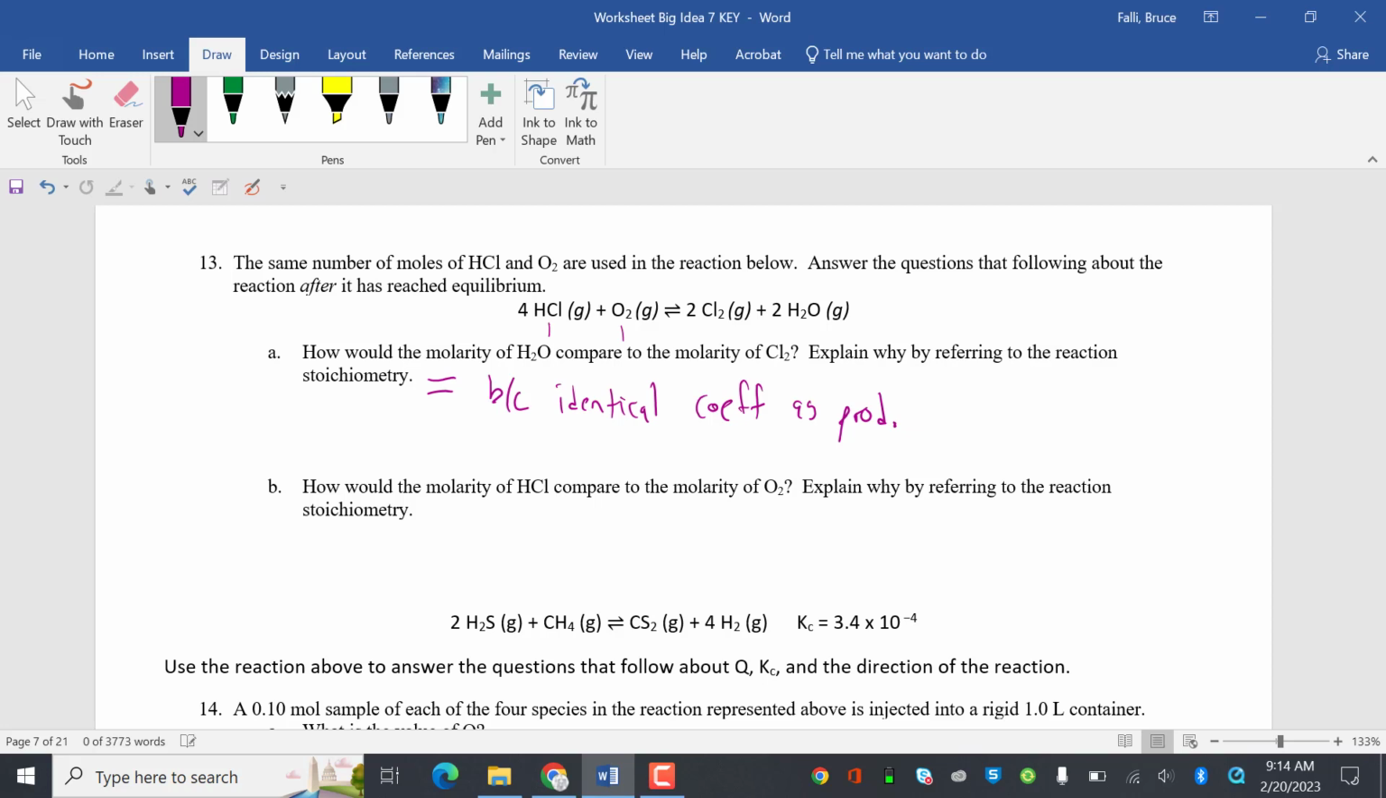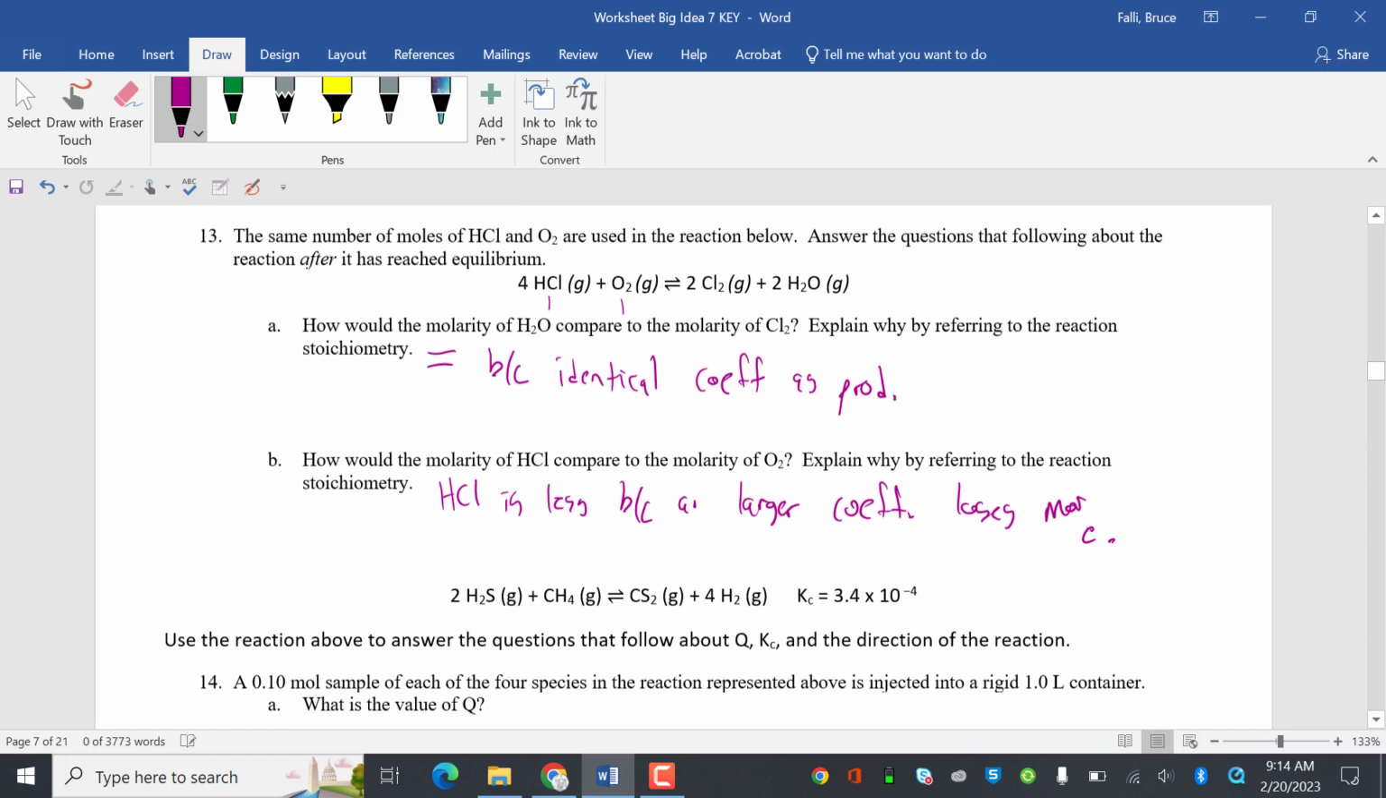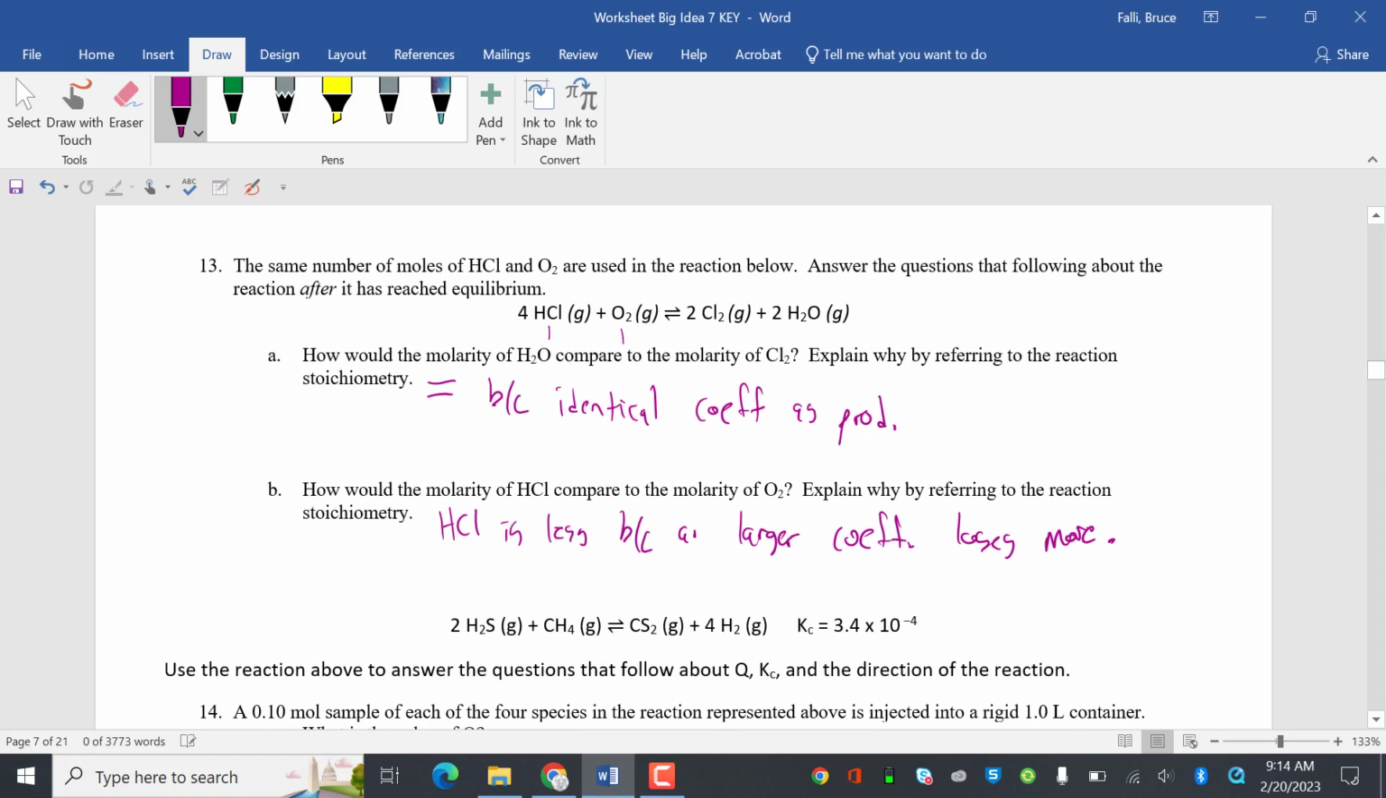How would the molarity of HCl compare to the molarity of O2? HCl is less because a larger coefficient loses more. Yeah, there you go. Use the reaction above to answer the questions that follow about Q, Kc, and the direction of the reaction.